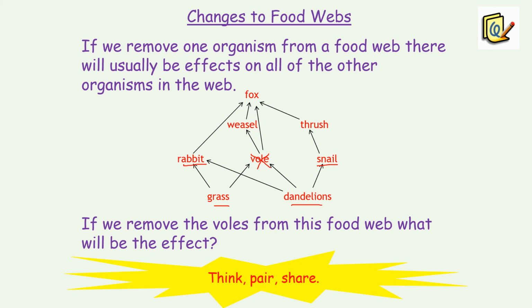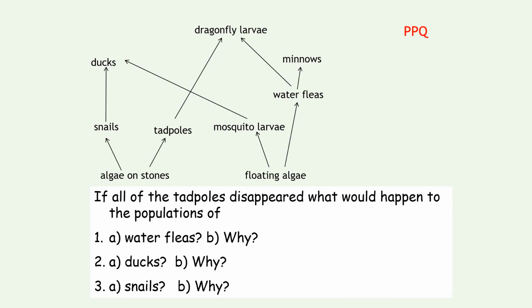Our thrushes will increase because they'll have more snails to eat. And then our weasels will disappear because they've lost their food source. And foxes will decrease because some of their prey, so they eat the voles and the weasels, have decreased. So well done if you managed to get all that correct. If not, then go back and watch the start of this video. So let's try some more questions.